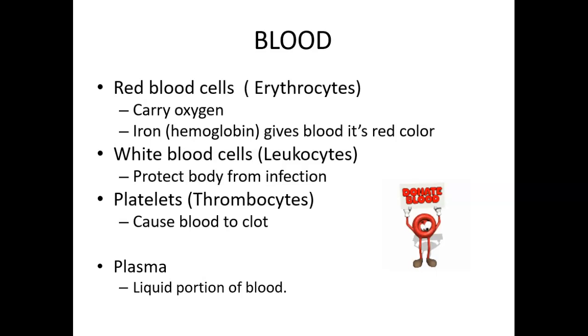Platelets or thrombocytes, those cause the blood to clot. They are also made in the bone marrow. Plasma is the liquid portion of the blood. This is mostly water. It carries oxygen, nutrients, waste products, hormones, salts, and antibodies.